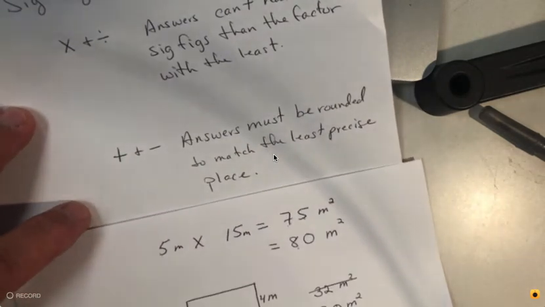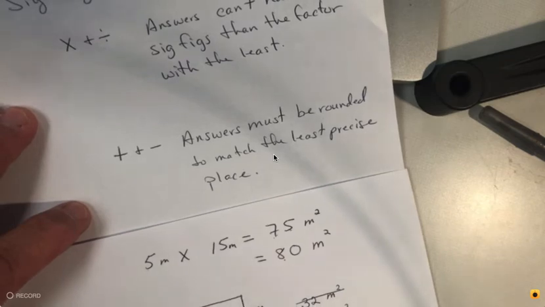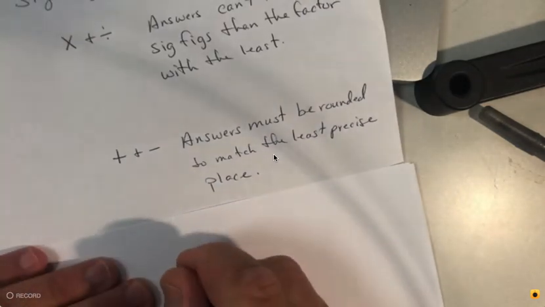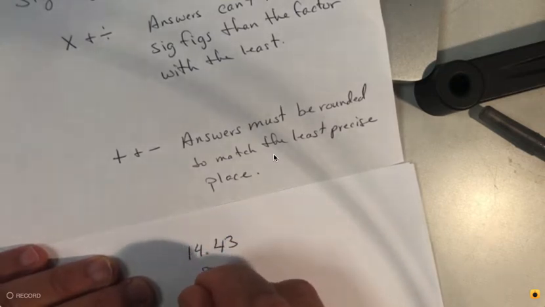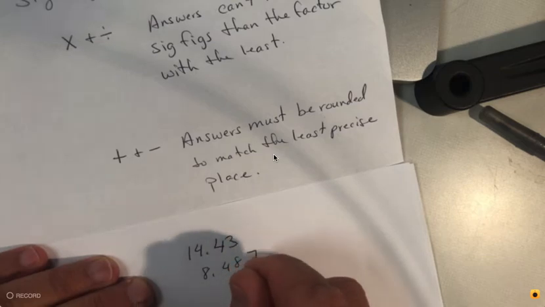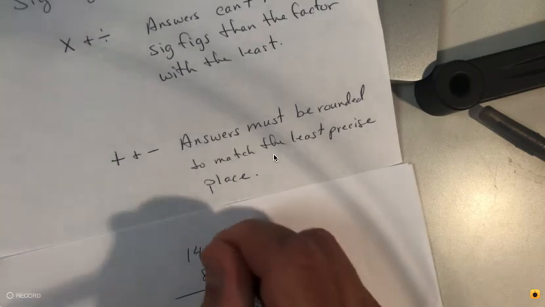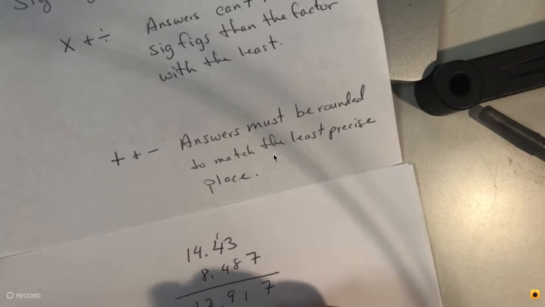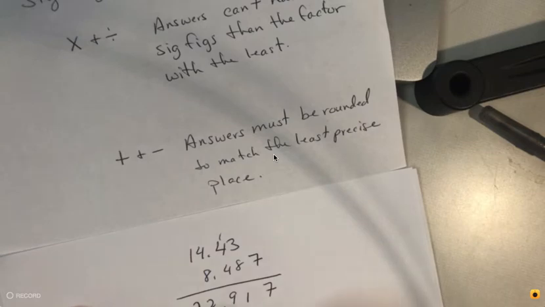When you add and subtract, you have to round to the least precise place, and that is of the elements that are the numbers that you put together to get your answer. So take a look at an example of that. If I had 14.43 and 8.487, you add them up. 7, 3 and 8 is 11, 8, 9, and 12, and carry 1. So we would end up with, 12 carry 1 is 2. So 22.917.